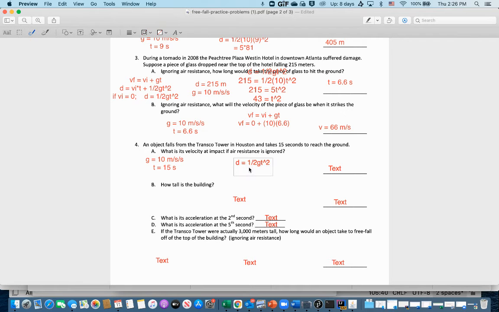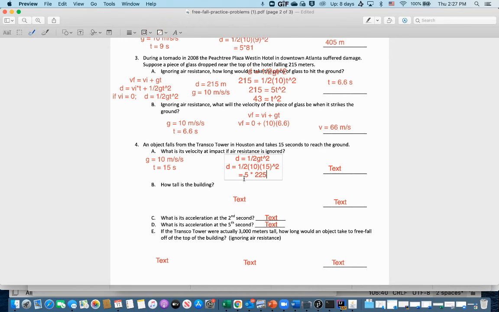I can go ahead and plug these in, right? So I know G and I know time. So that's equal to 1/2 times 10 times 15 squared. I can do this out. I know half of 10 is 5. So 5 times 15 squared. Remember our perfect squares here. 15 squared is, I believe, 225, right? Yeah.